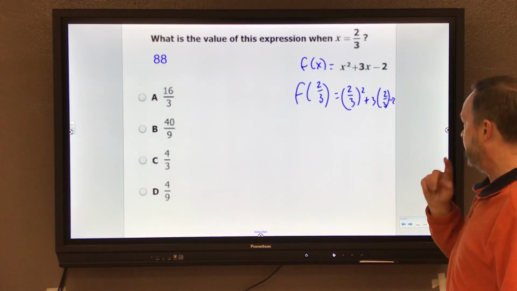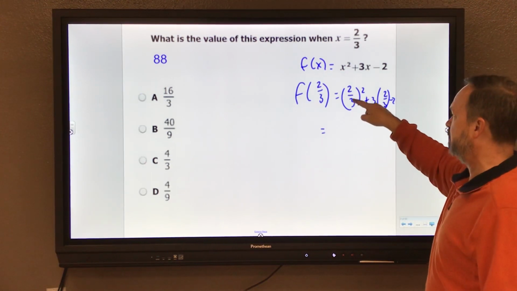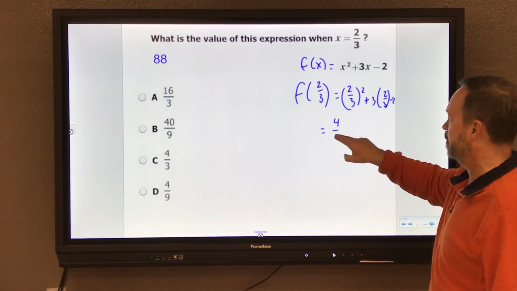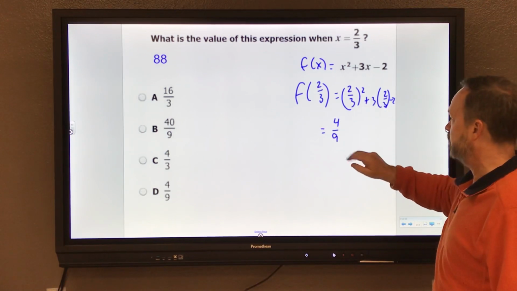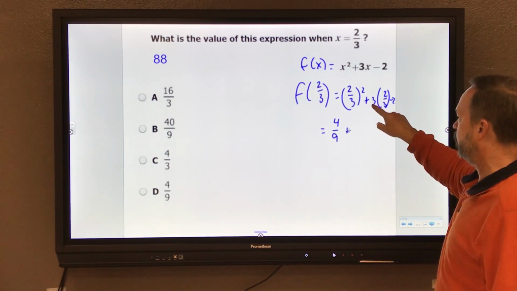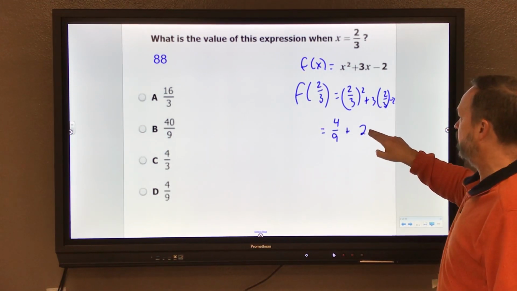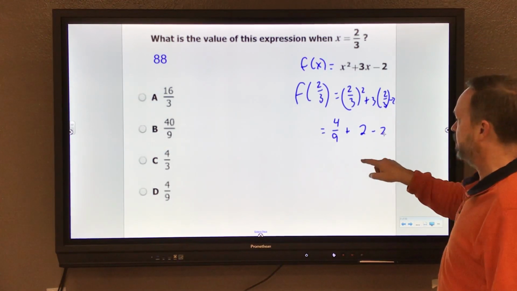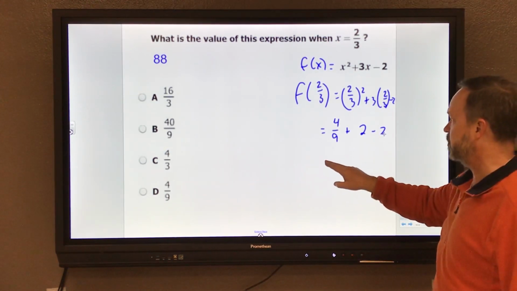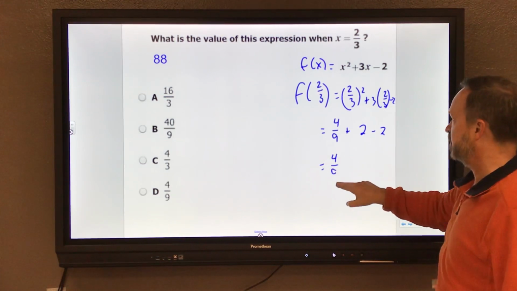Run out of room there. And so we have to do that, which is 4/9, because 2 squared and 3 squared. And if you do 3 times 2/3, you actually get 2. Then minus 2 at the end. The 2 minus 2 cancel, and I get 4/9.